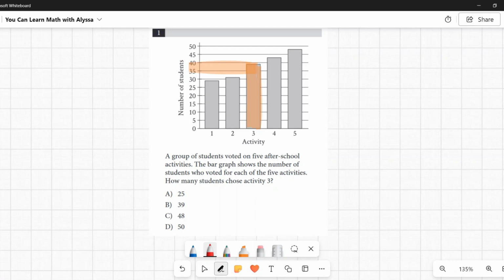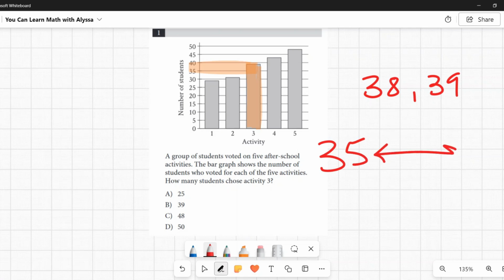We may not be 100% sure if that is 38 or 39, but we know it's somewhere between 35 and 40. So if we look at our answers down here, there is only one answer that is in that range, and that is B, 39. So B is my answer.